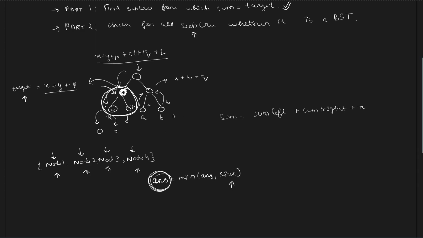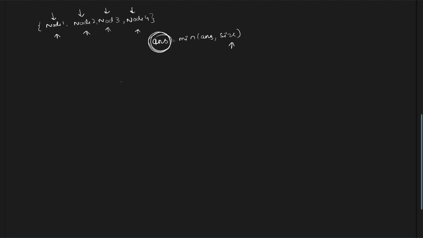So the next problem is, we have already discussed how we can traverse through the tree and find all the nodes at which the target is equal to the sum of the subtree. Now the next task is to check the binary search tree, whether the current binary tree is a binary search tree or not, or the subtree starting from the current node is a binary search tree or not. So binary search tree checking is not that straightforward.